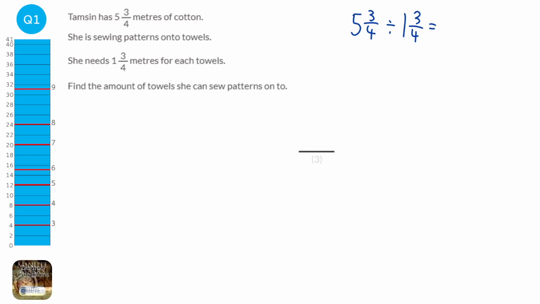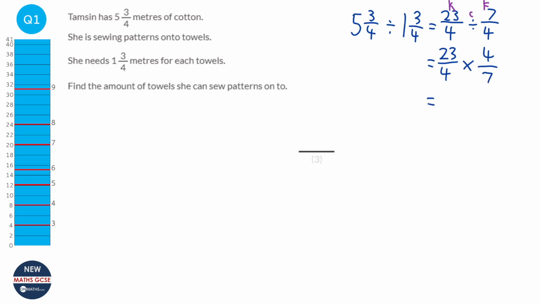So we times the 5 by the 4 and add it to the top, which will be 20, and then add it to the top, 23. And then do the same: 1 times 4 is 4, plus it to the top is 7 over 4. Now a little trick here is KFC. We keep the first fraction, we flip the second fraction, and we change the divide sign to a times sign. So we're going to keep this first fraction as it is, change that divide to a times, and flip the second fraction.